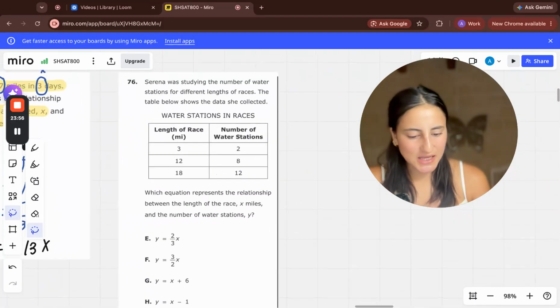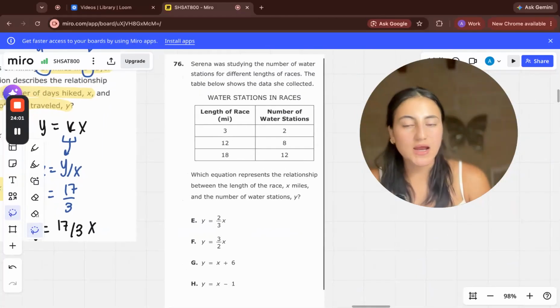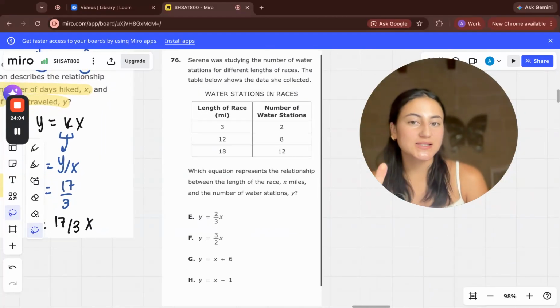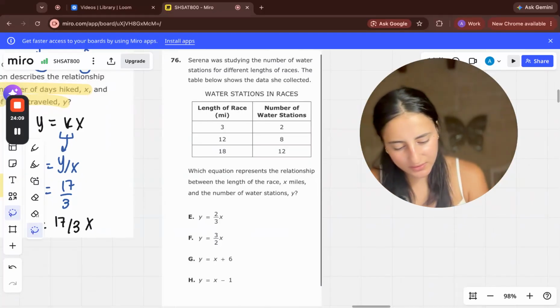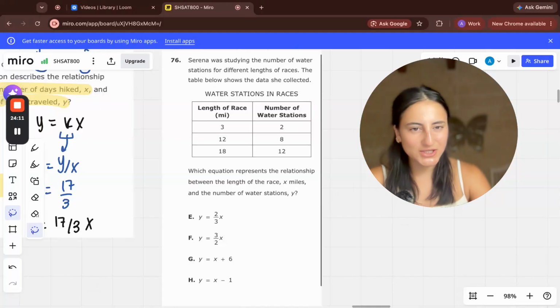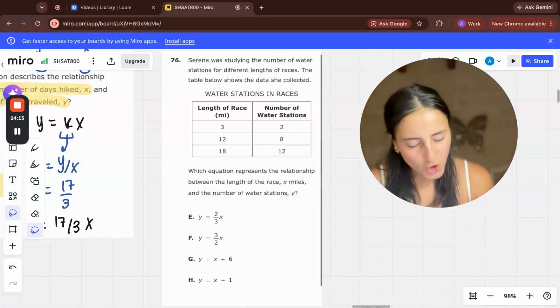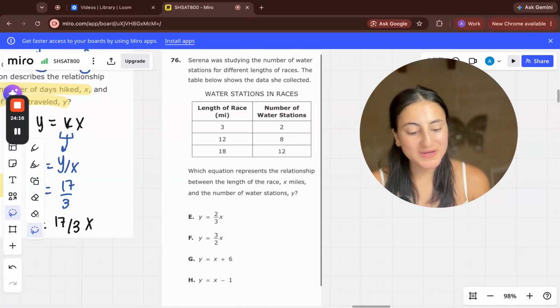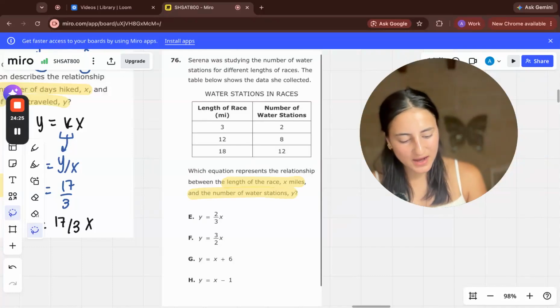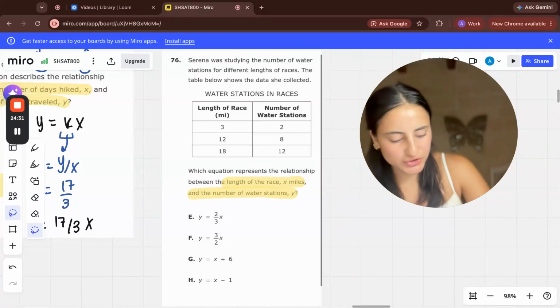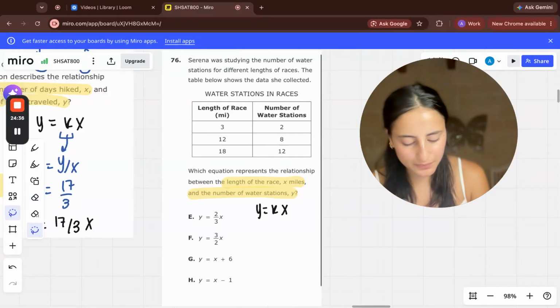Okay, question 76. Serena was studying the number of water stations for different lengths of races. The table below shows the data she collected. So we have the length of the race on the left side and then the number of water stations on the right side. Which equation represents the relationship between the length of the race, x miles, and the number of water stations, y? So once again, we can see that the answer is in equation form, so it's y equals kx. The only thing we don't know is what k is equal to.